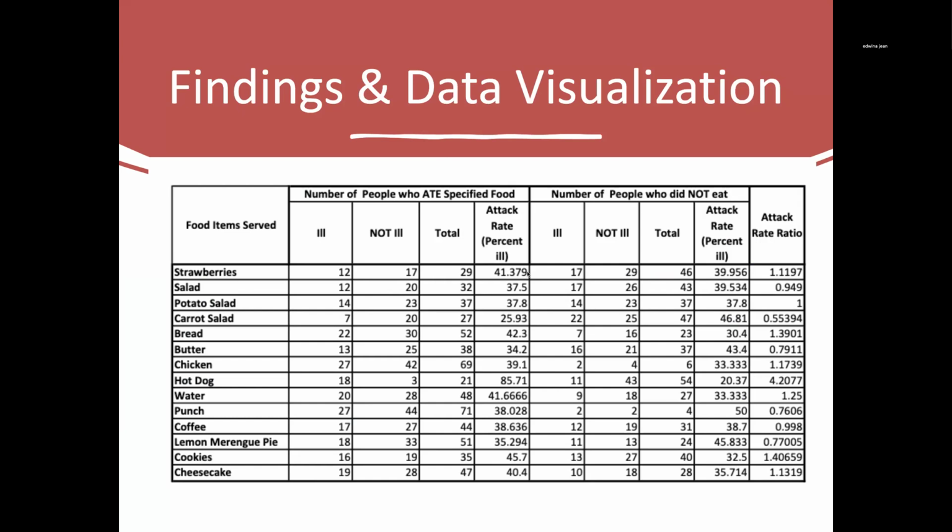Strawberries number was high. Carrot salad was not as high as strawberries. And water was high as well. But the hot dog, right, if you ate the hot dog, you most likely experienced some symptoms. Strawberries is pretty high too, but the carrot salad is not that significant. I hypothesized that at first, but I'm seeing this hot dog is where the attention should be for the study. Next slide.